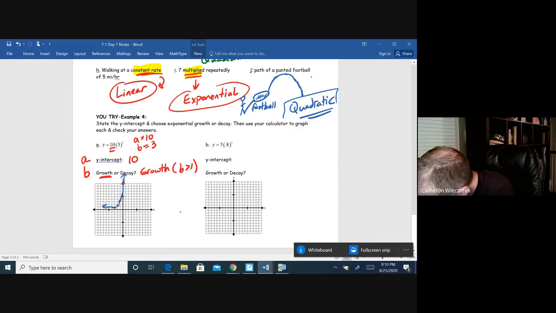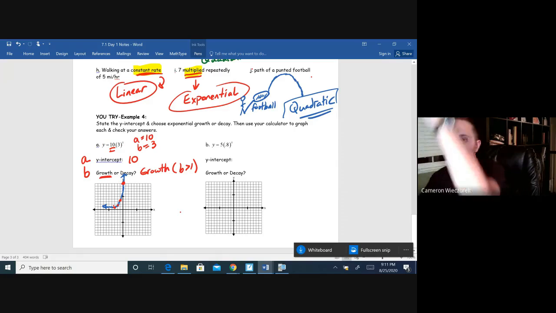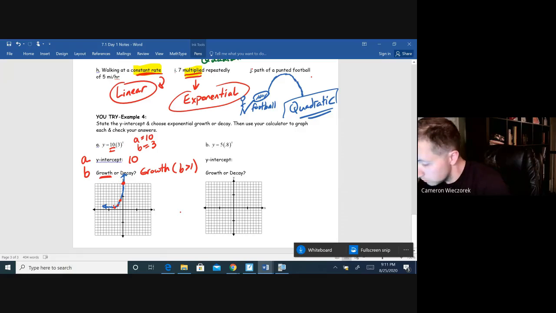So there's my graph. Connect the dots. There we go. I'm going to make the dots a little bit thicker so you can see them. There's 1 dot, 2, 3, 4. Hey, and that makes sense. It looks like exponential growth. As I move off to the right, as x gets bigger, y gets bigger as well.